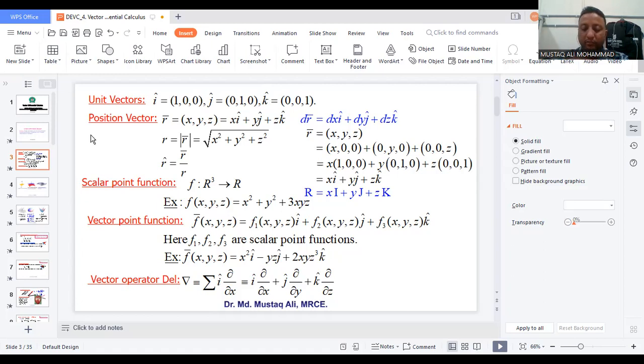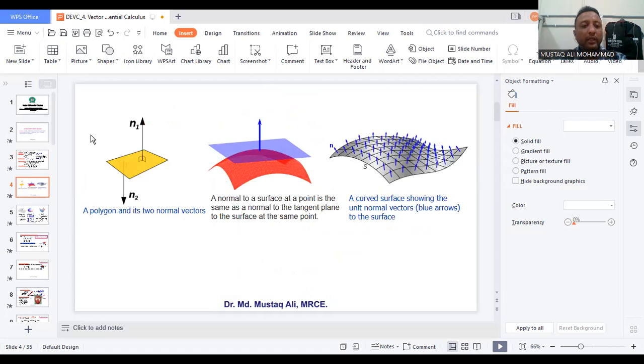Okay, next, look here at the two normal vectors, different types of normal vectors given. It is a polygon with two normal vectors. A polygon means a two-dimensional face. A normal to a surface at a point is the same as a normal to the tangent plane. It is a plane given here at the surface at a simple point.